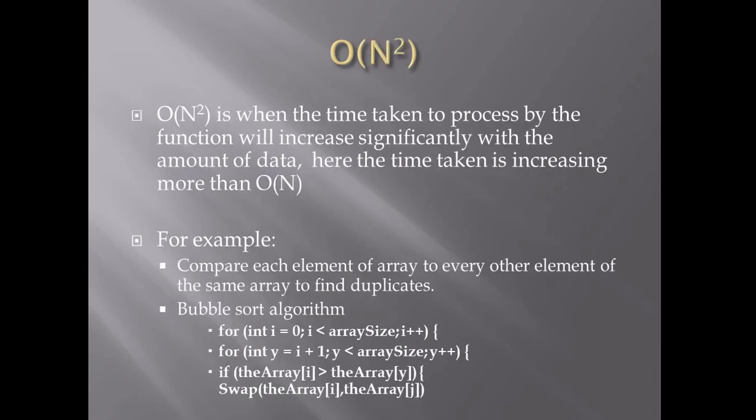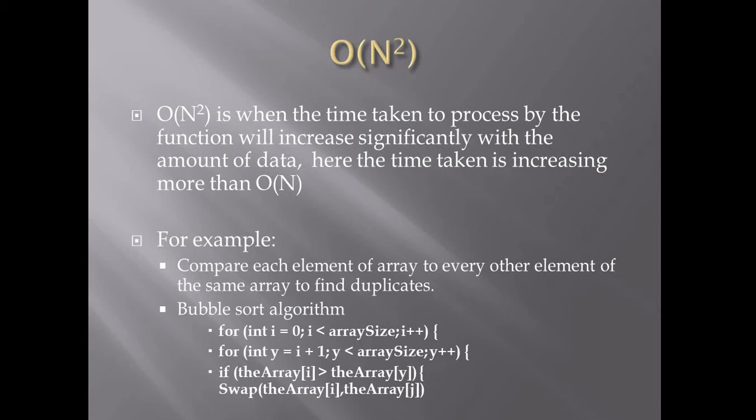Next one is O of n square. O of n square is when the time taken to process by the function is going to significantly increase with the amount of data it is dealing with. Just to remind you, the big O complexity notations are not only for time, but also for network and memory and everything, as we discussed earlier. But in my examples here, I'm just focusing on time because it's easier to explain, and it's something I think you'll understand.